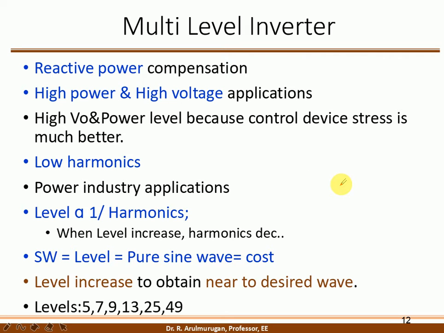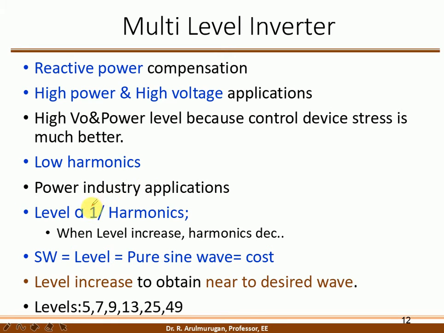Okay, a few more merits and a few more points we're going to discuss about the multi-level inverter. Why do we go for the multi-level inverter? It is used for reactive power compensation. High power and high voltage applications you can use it for, because it controls the device stress much better. Low switching losses, low harmonics, and it is used in high power industry applications.